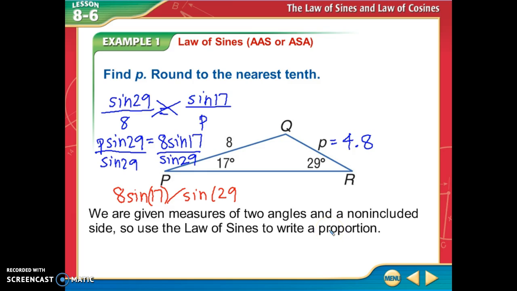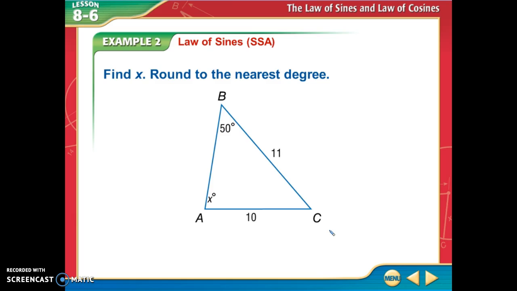Okay, so in this case, I was given two angles, and then the sides opposite them. Right? For this one, example 2, we want to find x. Right, I want to find x. So x is a degree this time. Right, so I'm looking for a degree. I have 11 opposite the x and 10 opposite the 50.